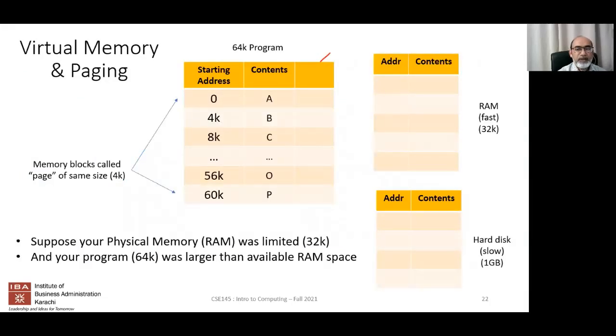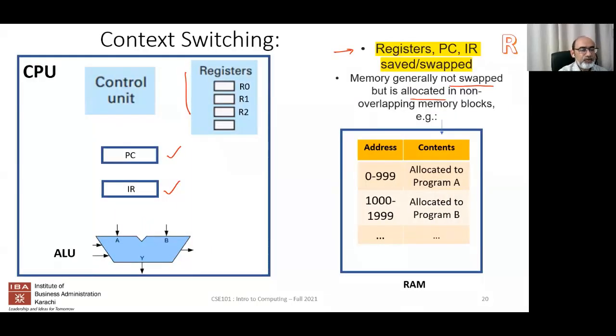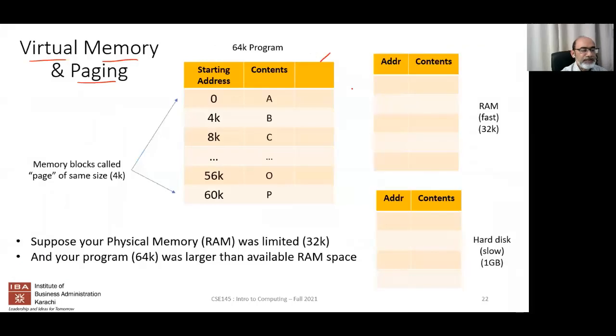Now, the next topic within operating systems is something called virtual memory and paging, okay? And this sort of links in to this issue over here that I mentioned, that memory is generally not swapped, okay? So let's try to understand why memory is not swapped.